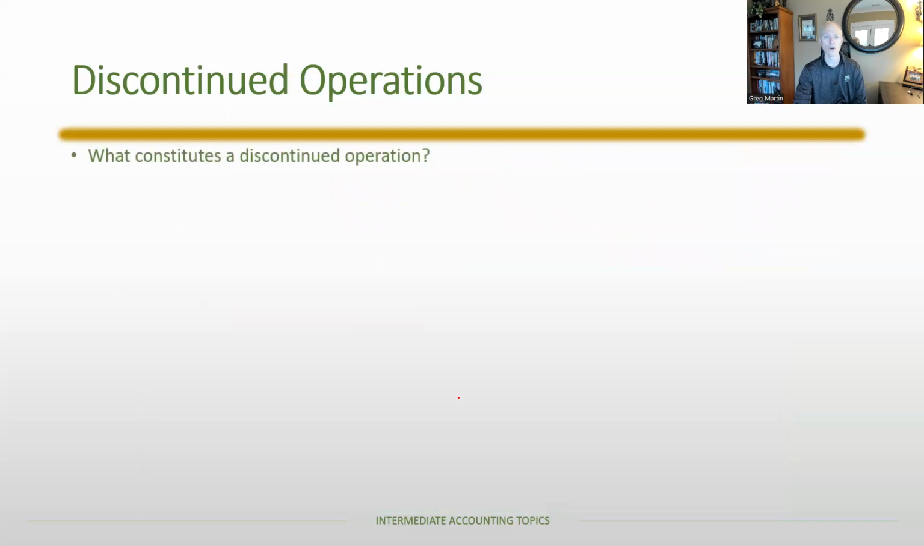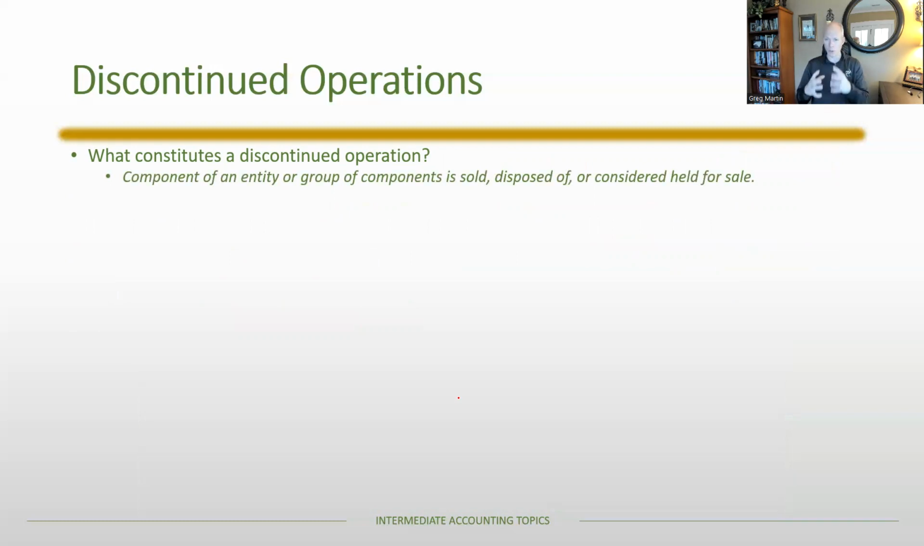All right. So what is a discontinued operation? The main thing is that some component of an entity is either sold, disposed of, or considered held for sale.